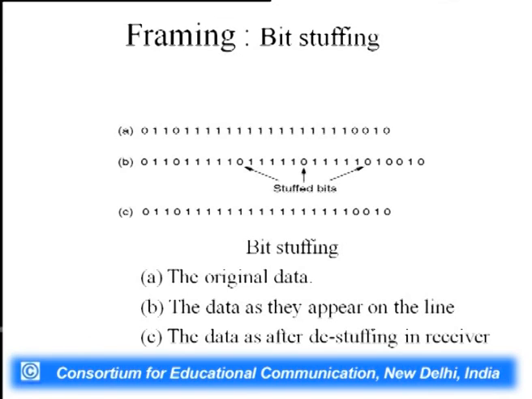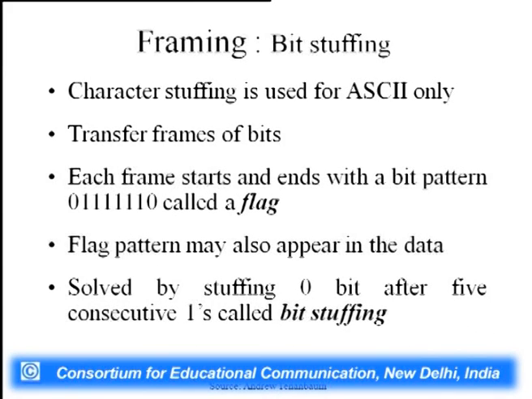And if you look at this bit pattern, what I do is I stuff a 0 here so that there is a flag in between. So, if the data as they appear on the line, if you look at B, then we stuff some bits. Now, let me go back. Now, if the same pattern occurs, how do you do?